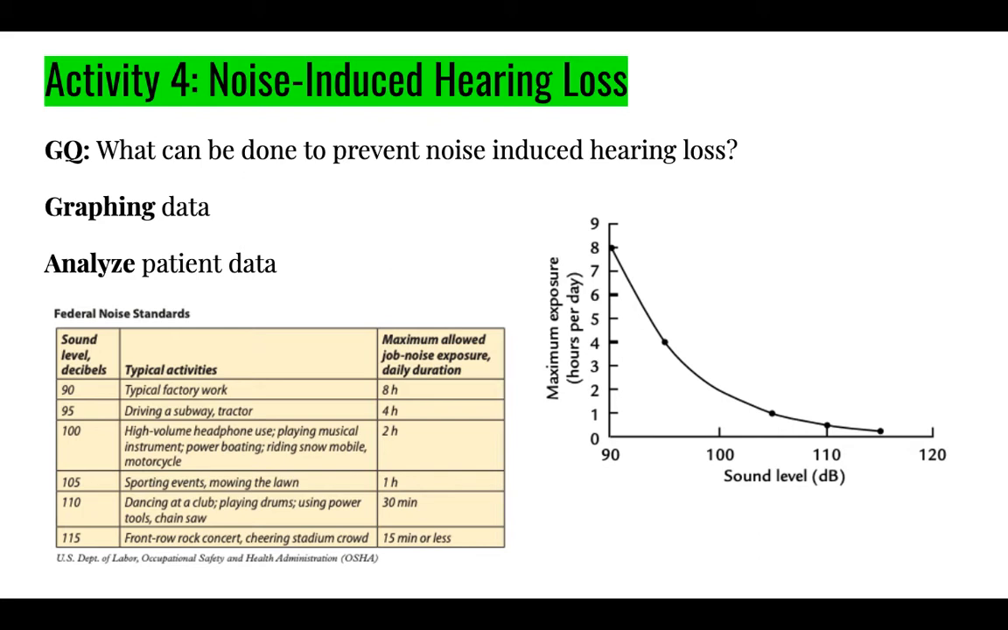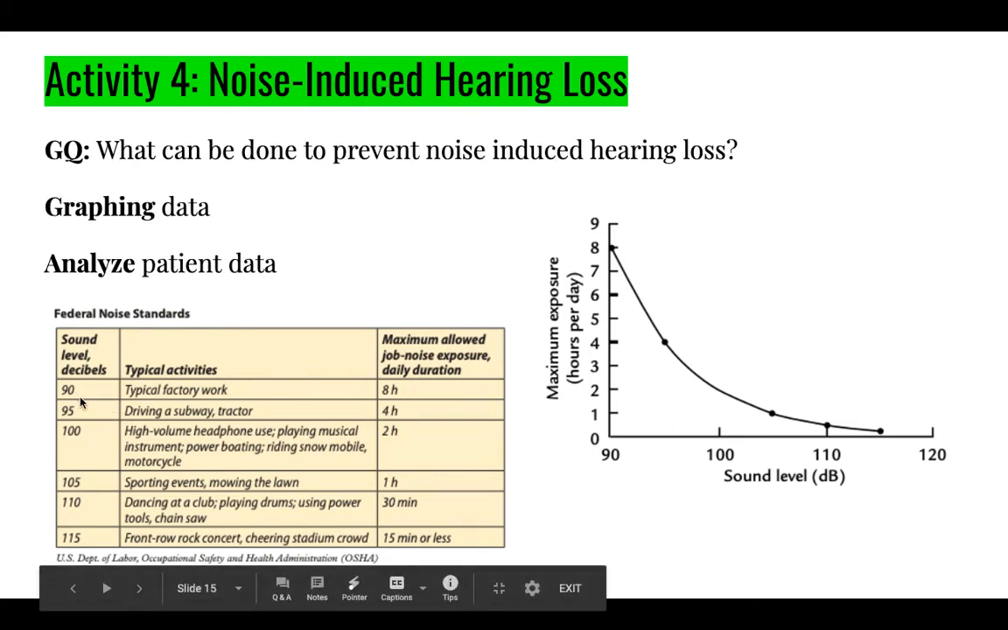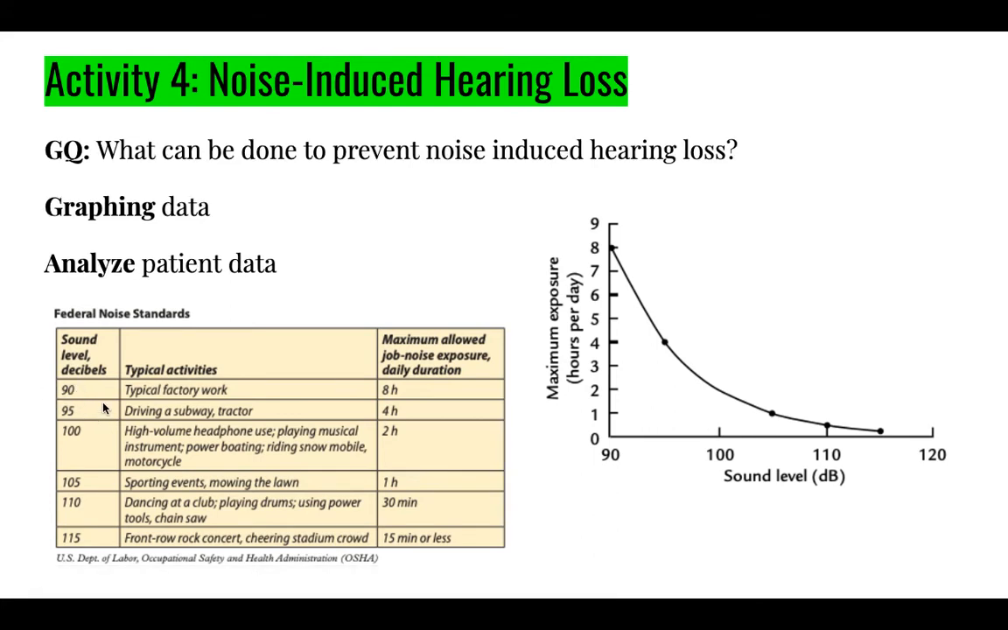Activity 4, noise-induced hearing loss. This is when we looked at the relationship between how loud the sound was in decibels and how much exposure time. So it's not just how loud the sound is, it's also how long you can be exposed to it. If I'm exposed to typical factory work at 90 decibels, if I'm just around that a little bit, okay. But if I work in a factory and I'm working 10-hour shifts, that could cause a problem for my long-term hearing, that NIHL. Remember, noise-induced hearing loss, NIHL.